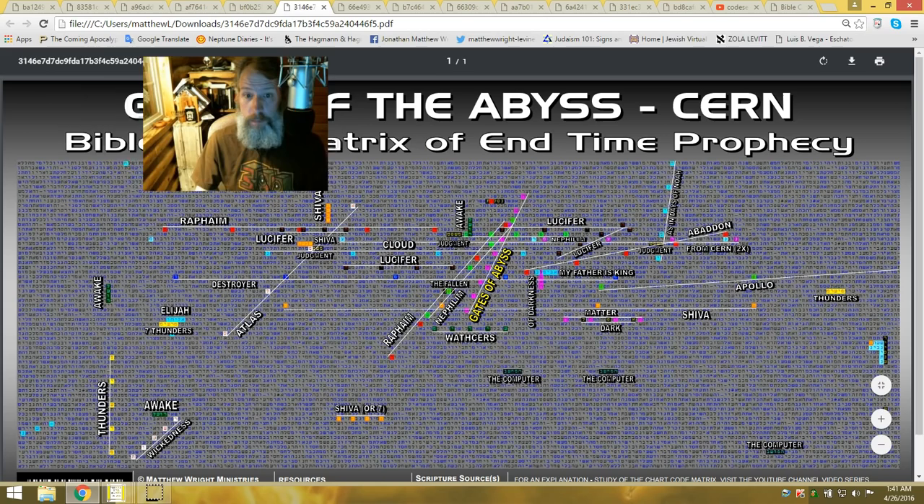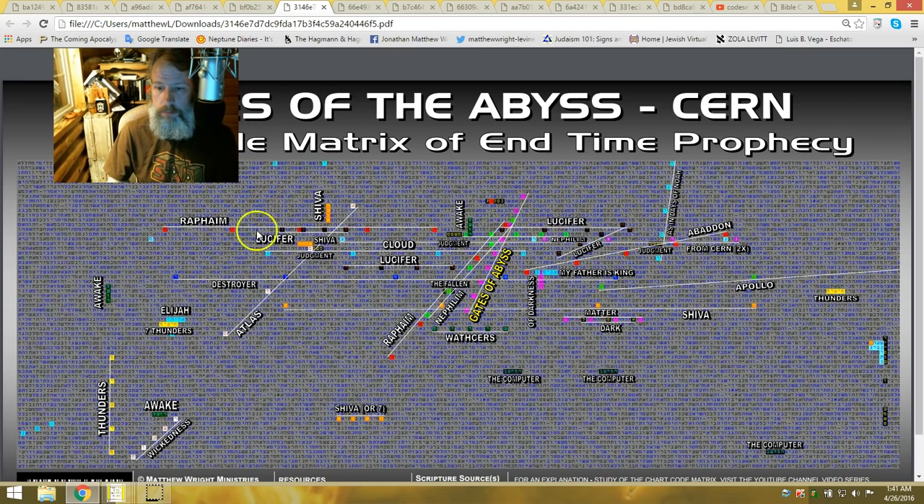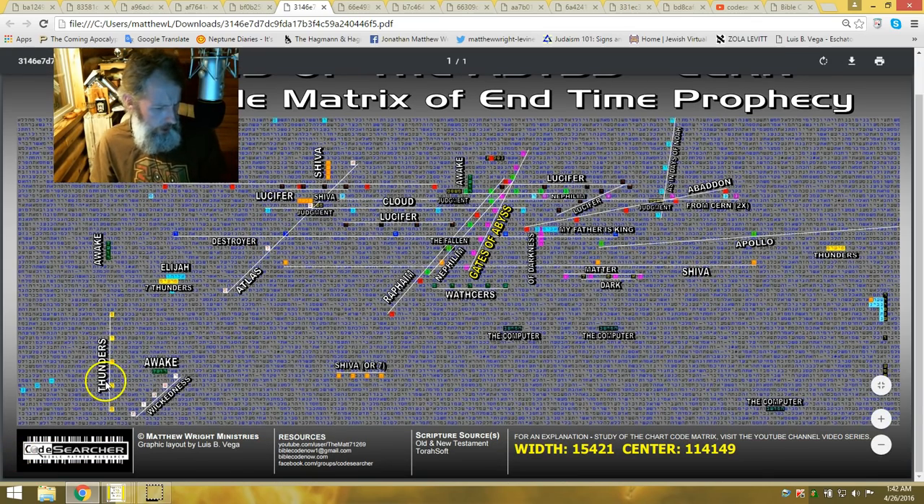The next one, the gates of the abyss and CERN. Here we go. The gates of the abyss. Connected to the Nephilim. How about that? Shiva is in here. Dark matter. Stacked on top of each other. The watchers. Computers. Shiva. Atlas. This is one of the research stations in the CERN station there. We've got thunders over here, if I'm not mistaken. Thunders on the other side as well. Yeah, seven thunders here. These are the fallen angels, guys.